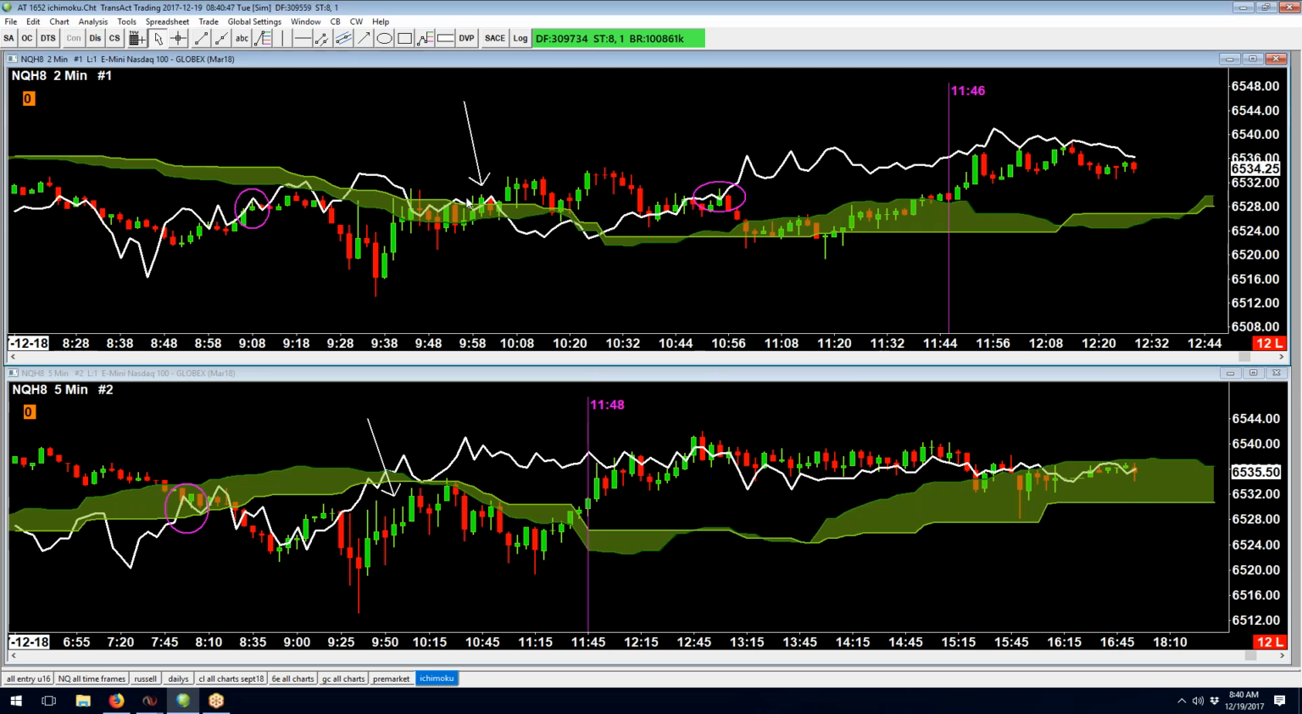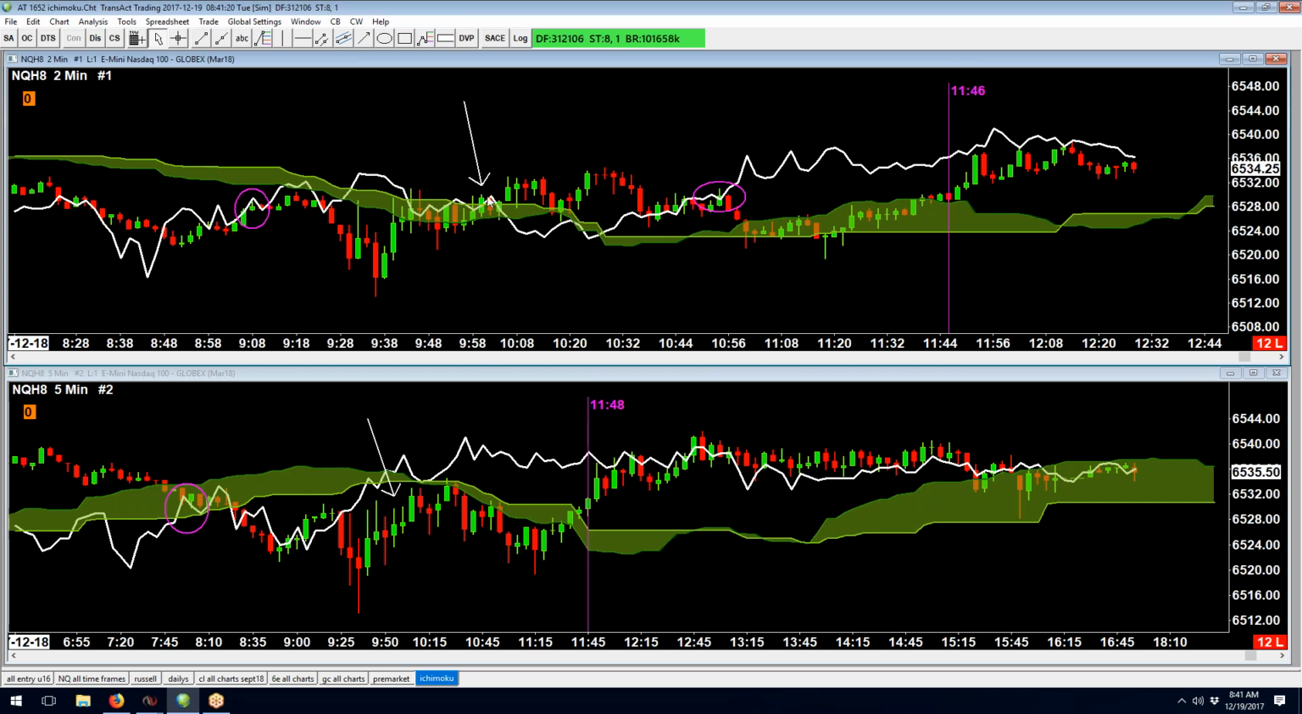So we talk about price coming outside the cloud, and that would be an entry opportunity. What we've also talked about is if the cloud is very small, you're going to be cautious, because generally that's telling you that price is pretty congested, or in a congested area, and likely going sideways. So here's the 2-minute chart. Here is the 5-minute chart.